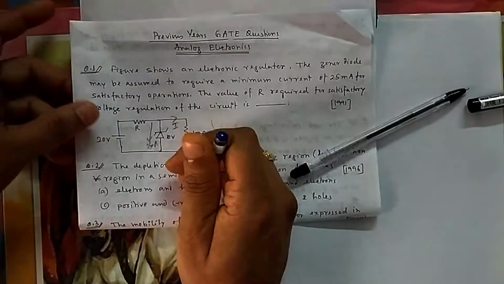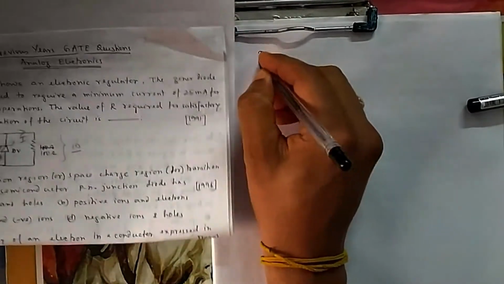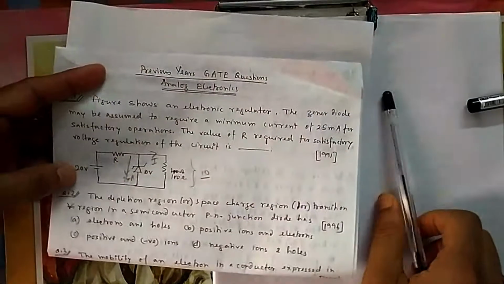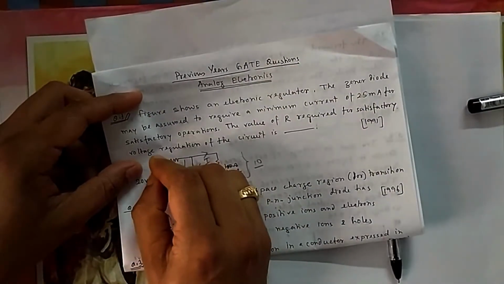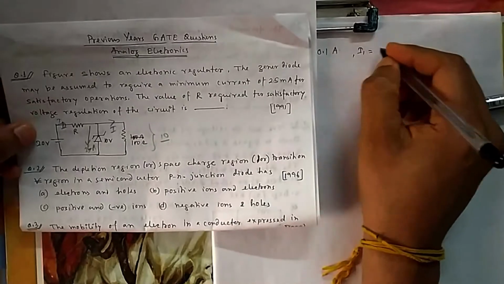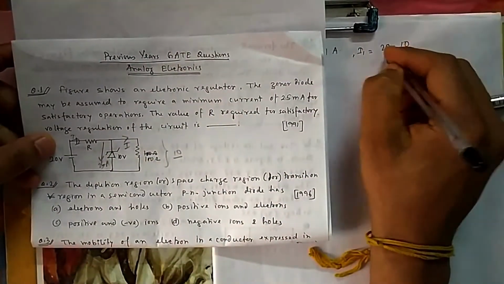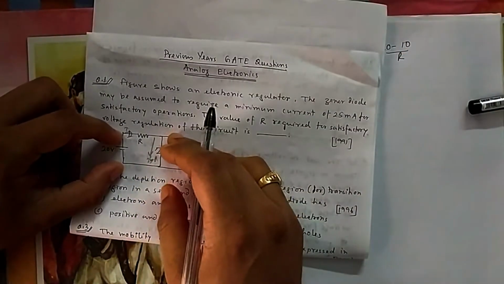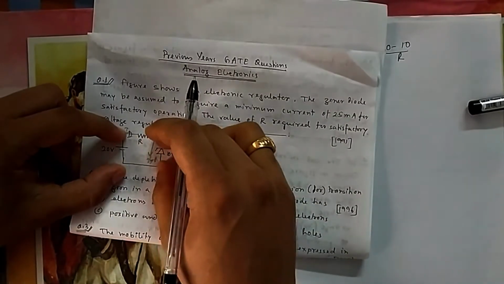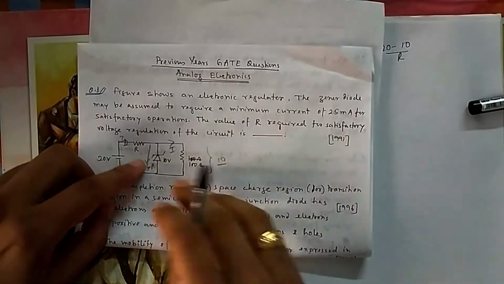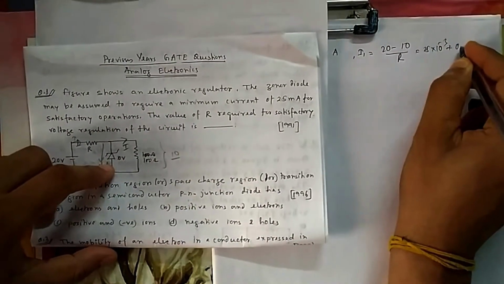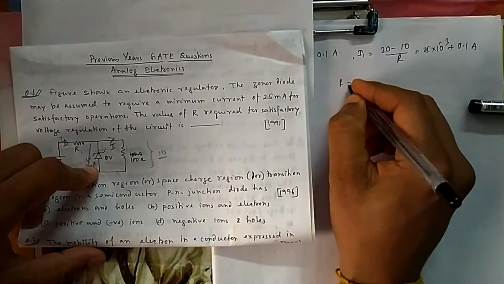Suppose this is the current I. So this current I will be equal to 10 volt divided by 100, that is 0.1 ampere. Now suppose the other current is I1. This current I1 is equal to 20 minus 10 volt divided by R, as per the voltage across it: this side 20, this side 10. That should be equal to 25 into 10 to the power minus 3 ampere plus the 0.1 ampere we have calculated. So if you solve it, you will find R is equal to 80 ohm.